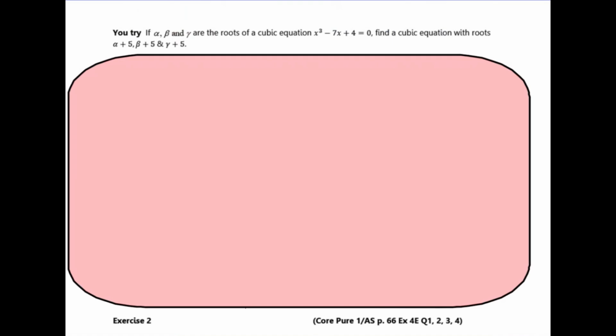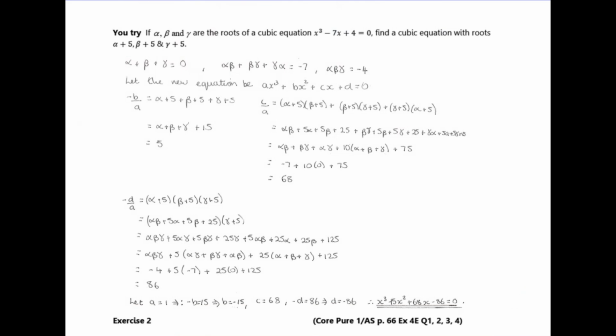This is a question for you to have a go at. It is a cubic, so it will be a bit longer, but use the same principles to have a go at this one. Pause the video while you're doing so, and I'll reveal the answer in a second. This one you need to write down results for alpha plus beta plus gamma, the sum of the product pairs and the product of the roots. You'll need results for minus b over a, c over a, and minus d over a. Do all the algebra, substituting your results, and you should get a is 1, b is minus 15, c is 68, and d is minus 86.